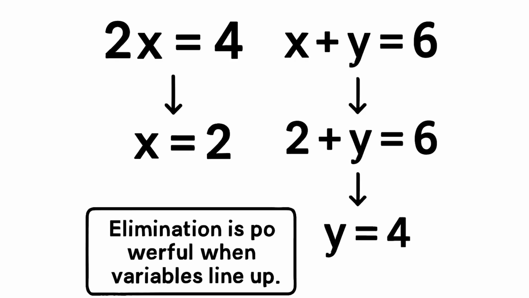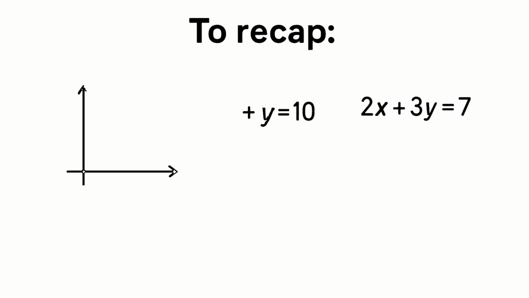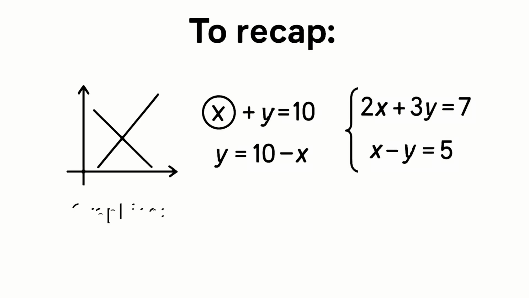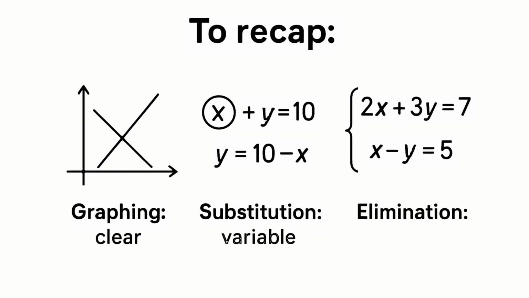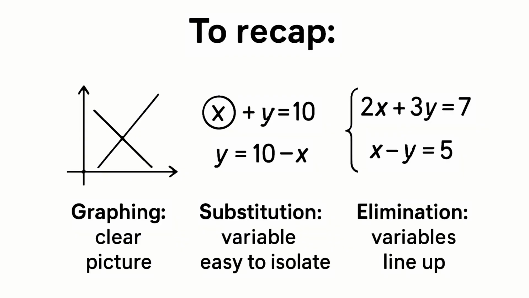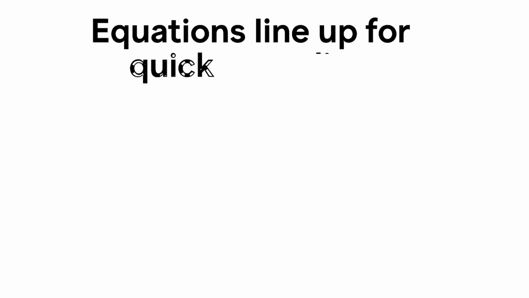Elimination is powerful when the variables already line up nicely, or when you can quickly multiply one equation to make them line up. To recap, use graphing for a clear picture, substitution when a variable is easy to isolate, and elimination when the equations line up for quick canceling.